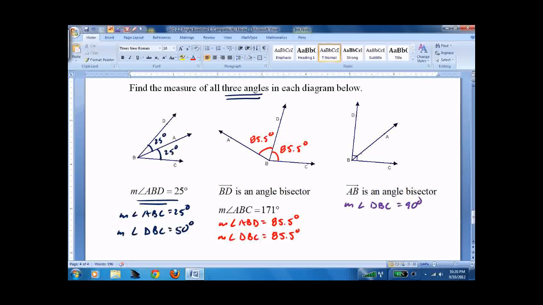And if there's an angle bisector, we can say these two are equal. What two things add up to 90 degrees? So that would be DBA, measure angle ABC. They're both the same, 45 degrees. So those are some pretty basic angle bisector problems.